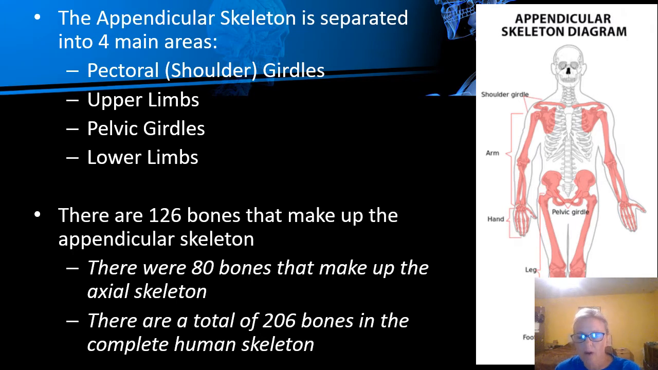Many of these are paired, they're bilateral, and so it sounds like we're learning a whole lot, but this is actually, I feel, an easier, shorter section than axial. Because in the axial, the facial bones have so many features. There are about 80 bones in axial, but there was a lot to learn there. About 206 bones total in the complete human skeleton. That's actually an average. You'd be surprised at the number of differences that people can have.